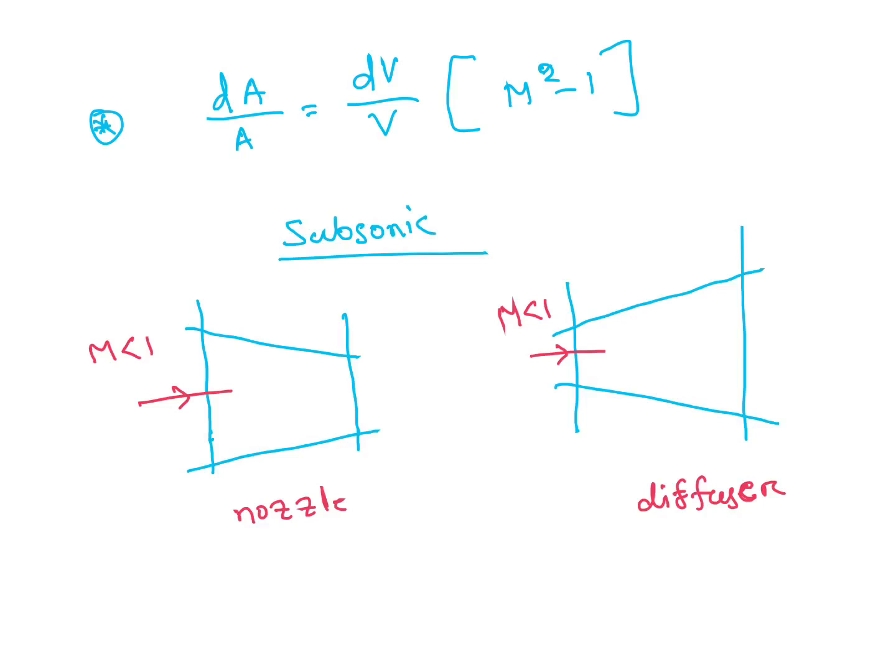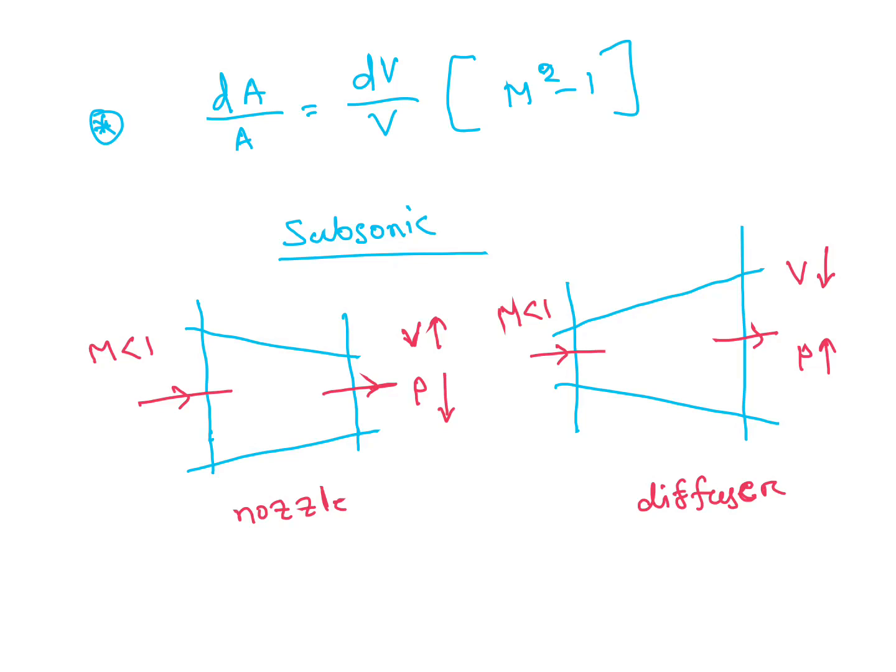For inlet subsonic, in case of nozzle, the velocity will increase and pressure will decrease at the outlet. In case of diffuser, velocity will decrease and pressure will increase at outlet if inlet is subsonic. Subsonic means M is less than 1.